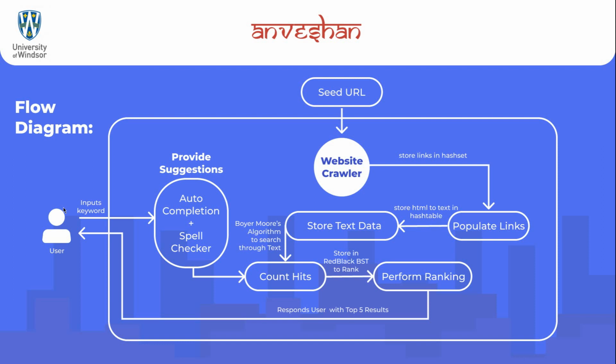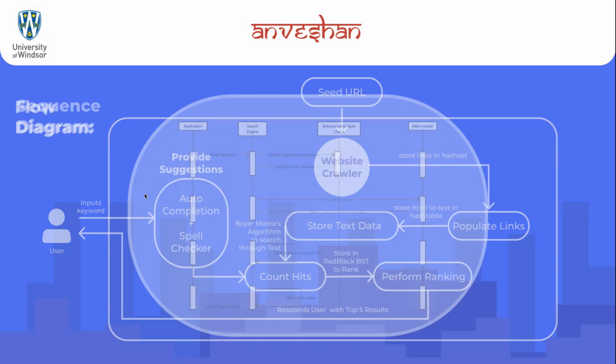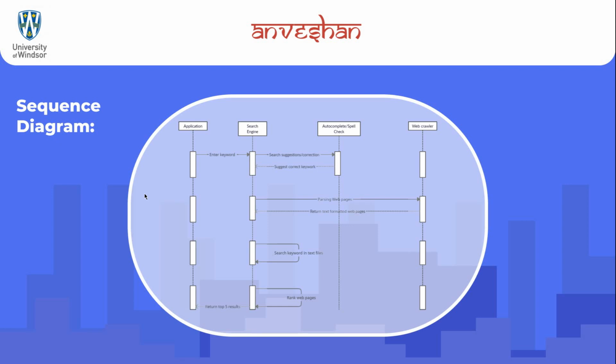Then this keyword is gone through all the text files, and we count the number of hits in each of the text data that we have stored, and then we store the number of counts in a red black BST, which helps us to find the maximum number of counts to perform the ranking, and the top n number of rankings are then returned to the user for display. Next, Smith will explain the sequence diagram.